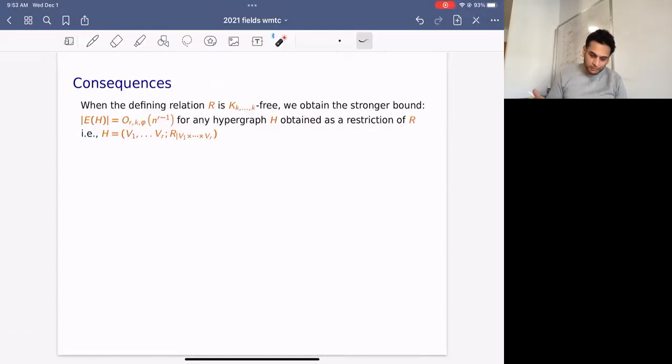Okay, so maybe we can talk about some consequences, what else can we do. So far I've been saying you look at the hypergraph and it's K_k free. But if we say that the defining relation is itself K_k free to start off with, and then any hypergraph must be K_k free, then we can get a much stronger bound. We can get rid of the power of the log.